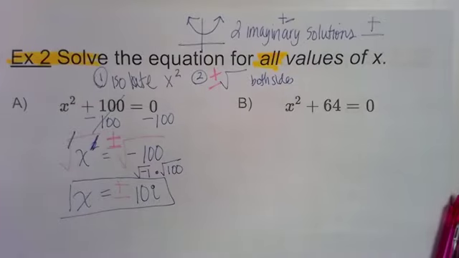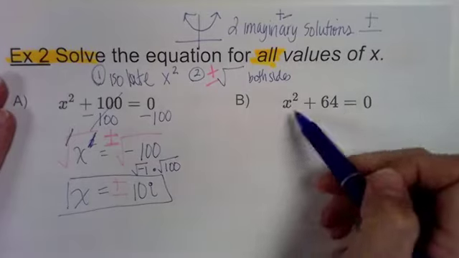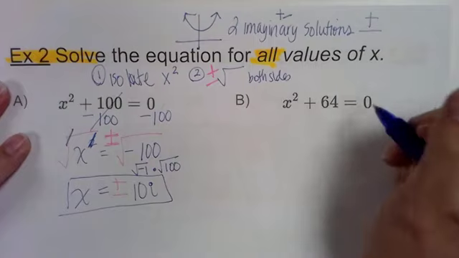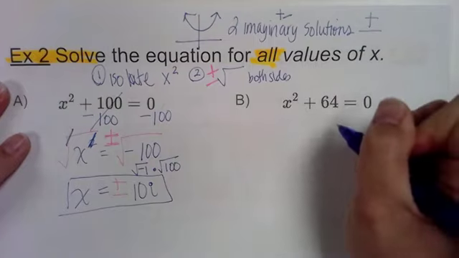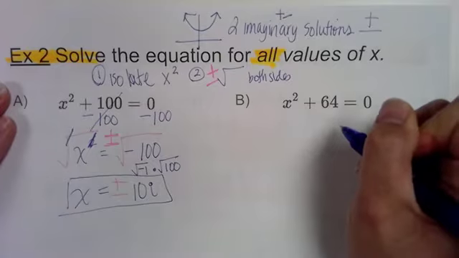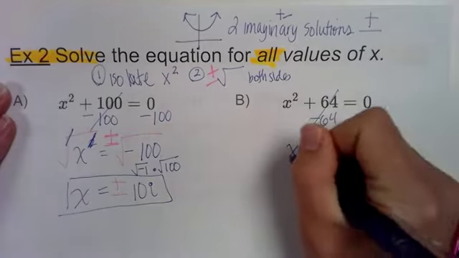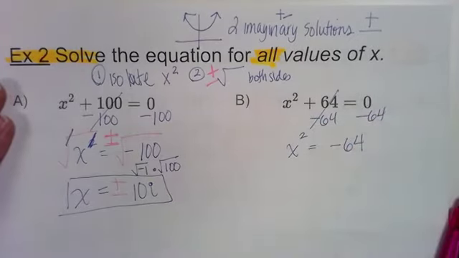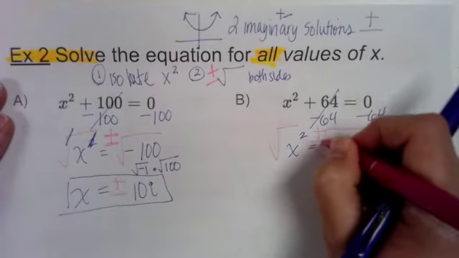Easy or hard? Let's look here. x squared plus 64 equals 0. What should we do first? Isolate the x squared, so we're going to do what? Minus 64, good. So we have x squared equals negative 64. Then what can we do? Square root both sides. Don't forget the plus or minus.